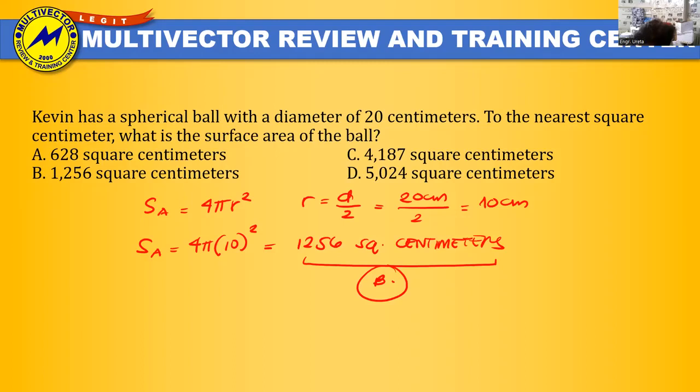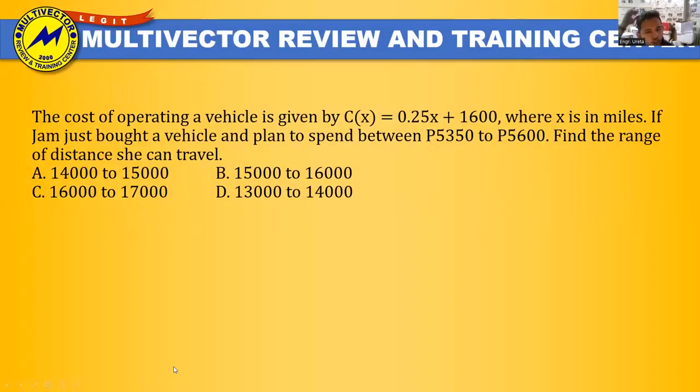Next, 90. The cost of operating a vehicle is given by C of x is just equals to 0.25x plus 1,600, where x is in miles. If Jam bought a bicycle and planned to spend between 5,350 to 56 pesos, find the range of the distance she can travel.